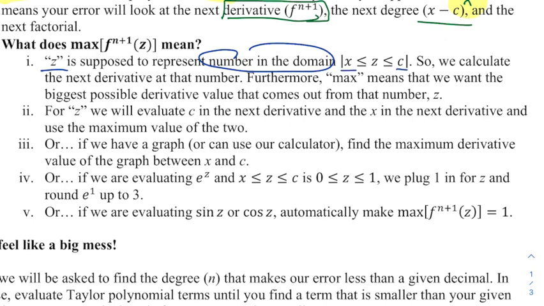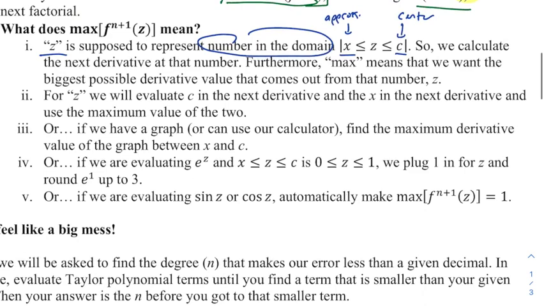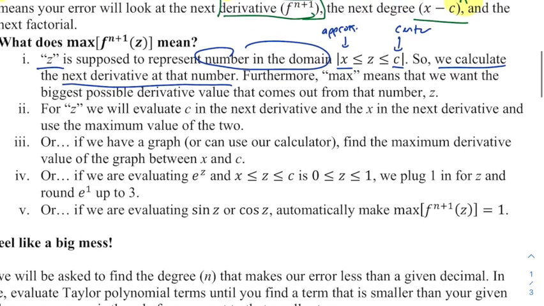Z is supposed to represent any number in the domain between x and c, right? So c is our center, and x is the number that we're going to approximate. And so z is just some number in between there. Okay, well, usually that's not a very big range. Usually we're trying to approximate really close to the center, maybe a 10th off or even a 100th off or something like that. But still, z represents something in there. So reading on, so we calculate the next derivative, right?